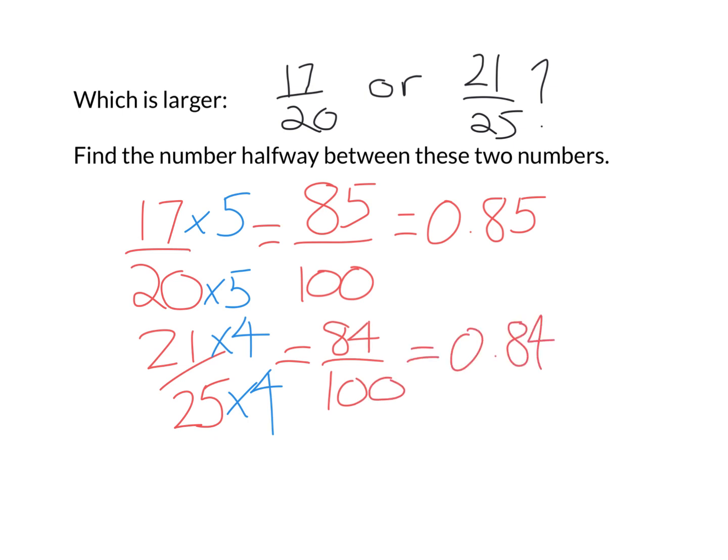So clearly you can tell this one here is larger. It's so much easier to compare numbers when they're decimals rather than fractions. So what would be the number halfway between these two numbers? Well, halfway between 0.85 and 0.84 is clearly 0.845. So this gave an example where it's much easier to work with decimals than fractions. Sometimes it's easier to work with fractions than decimals, particularly when you have recurring decimals that go on forever. So very important we know how to convert between the two.